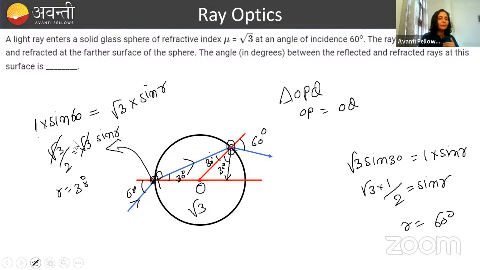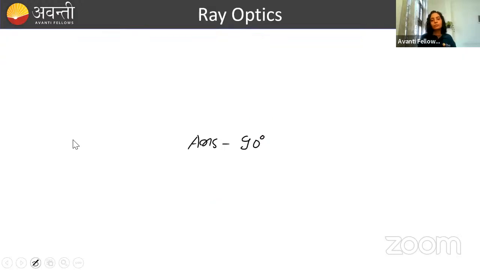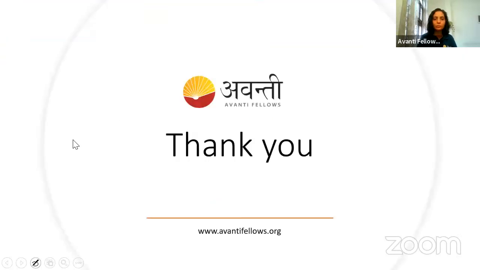Now, what is the angle between the light getting reflected and the light getting refracted? That is what we were asked. So between this light and this light, this angle. So this is how much? Just see here, this is 30. Just see this line. This is the normal line now. So this is 30, this is 60, 90. And 90 plus this theta will be equal to 180 degrees, right? So 90 plus theta is equal to 180. So theta will be equal to how much? 90 degrees. So the correct answer will be 90 degrees.